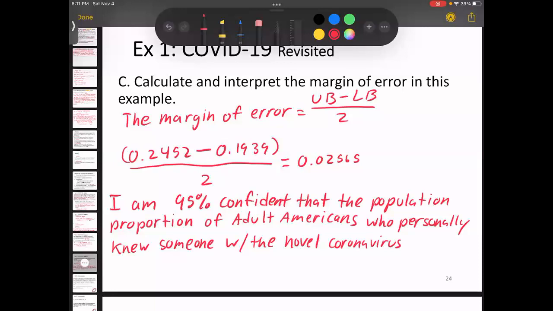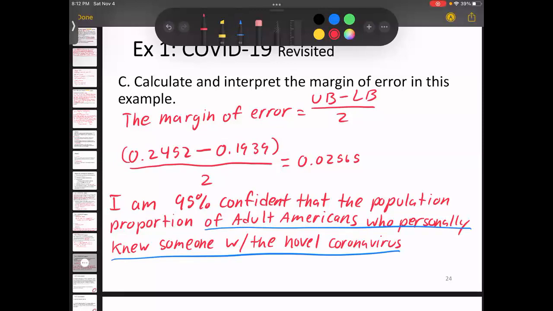So that's the parameter. Remember, this value that we found that we're writing here, proportion of adult Americans. Excuse me, let me not do that. Let me do this in a different color. Let's try this. Adult Americans who personally knew someone with the novel coronavirus. That is just the parameter, the population value, the thing that we're interested in discovering about, we're talking about.